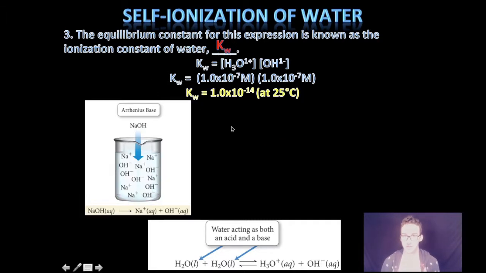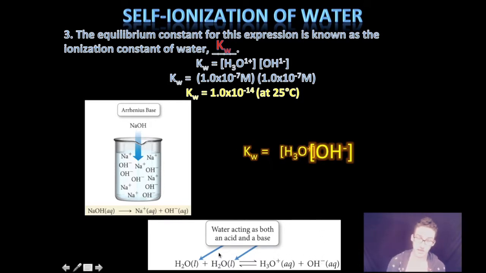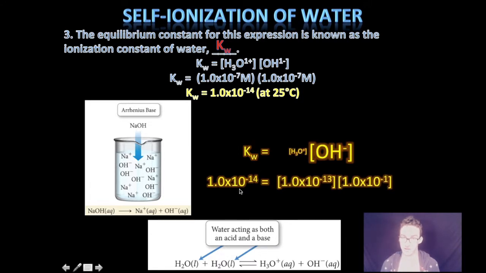Likewise, when we're working with a basic solution, similarly, we're going to keep this value constant at a given temperature. So if we are adding a base to water, we're going to increase our concentration of hydroxide ions, again shifting the equilibrium to the left, which means we will use up some of those hydronium ions to reform the water molecules in order to keep that equilibrium constant a constant.